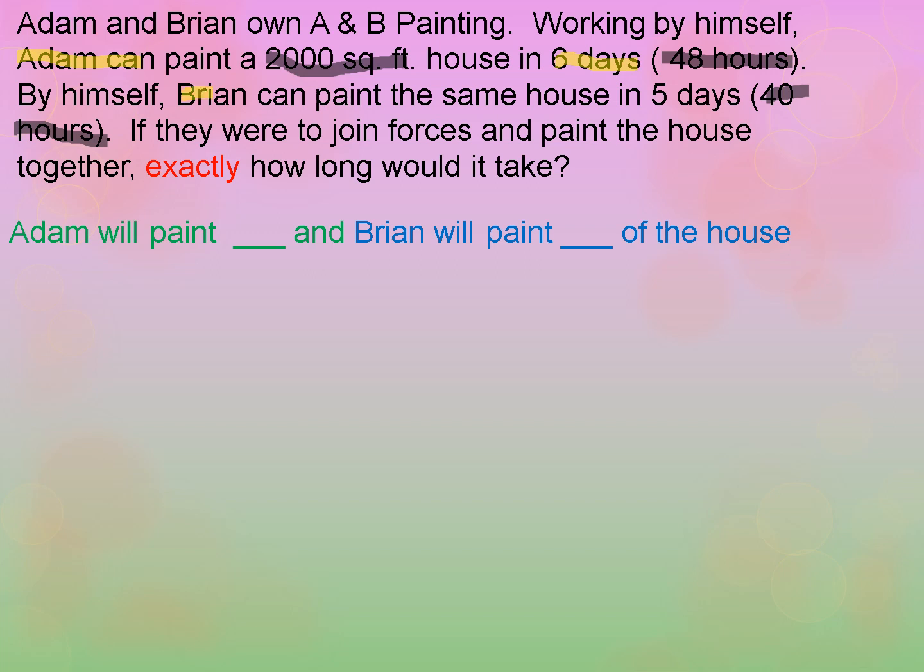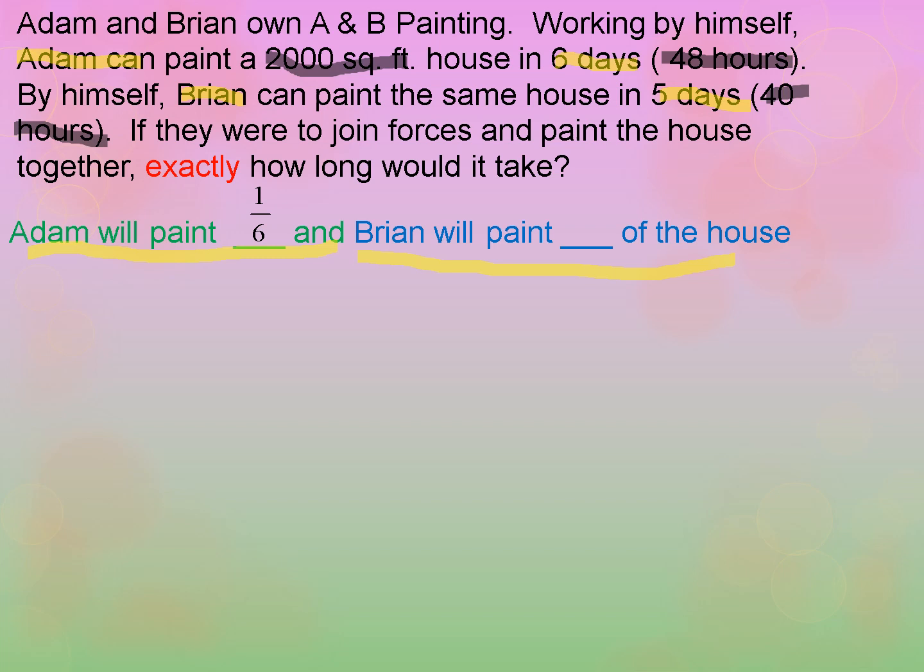And then we have Brian, and he has 5 days. So now we're going to fill out these little sentences here. Okay, so let's think about this. If Adam can paint one house in 6 days, how much of the house can he paint in 1 day? So one house, 6 days, it stands to reason that if we took 1 day, he would be able to paint 1/6 of the house in 1 day.